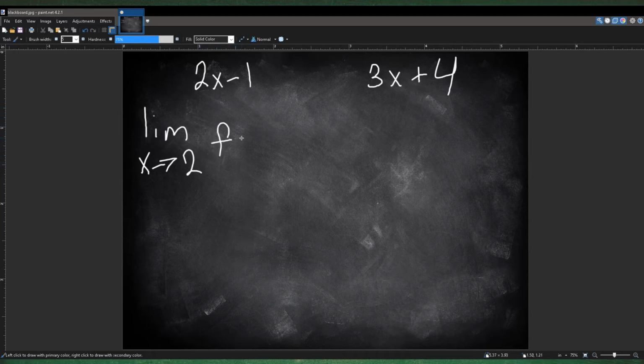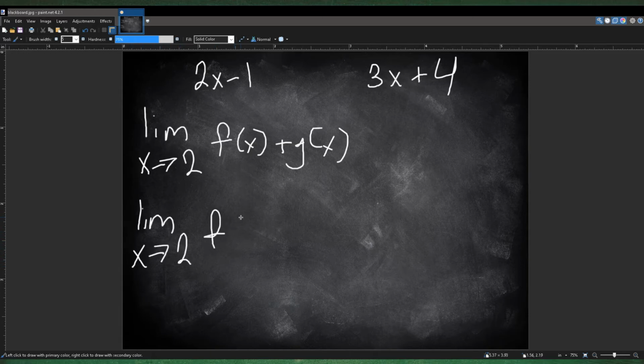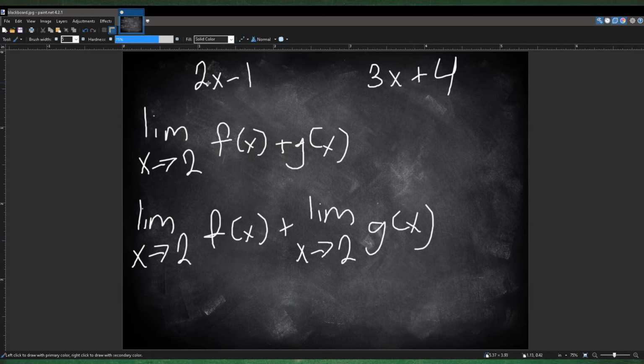And we'll have f of x plus g of x. You can write this as the same as limit of x approaches 2 of f of x plus limit of x approaches 2 of g of x. Which is true, right? So we have 2x plus 3x, which is 5x. Negative 1 plus 4 is plus 3. And let's plug in 2. So 5 times 2 is 10. 10 plus 3 is 13. And now we could do this individually. So f of x as x approaches 2, that's 4 minus 1, which is 3. And g of x as x approaches 2, that's 6 plus 4, which is 10. 3 plus 10 is 13.